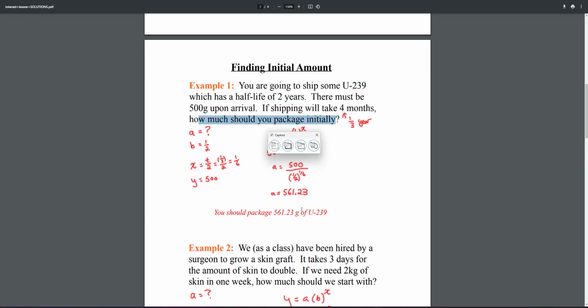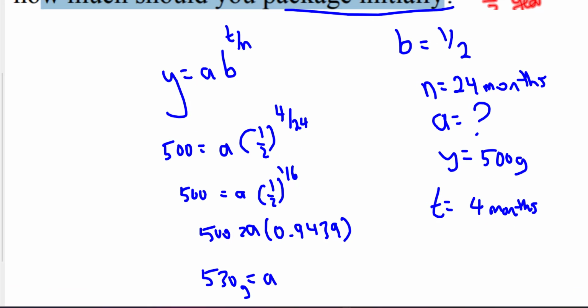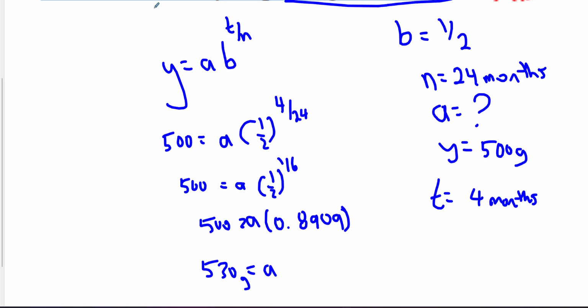Once you, oh no, I made a mistake. It's 1/2 to the power of 1/6. Hold on, I'm using my calculator. So 1 divided by 2 to the power of, hold on, 1 divided by 6 equals that. Okay, so 0.5 to the power of, oh yeah, sorry, I made a mistake. I don't know my calculator. This is not 0.9. It's 0.8909. And then you divide it.